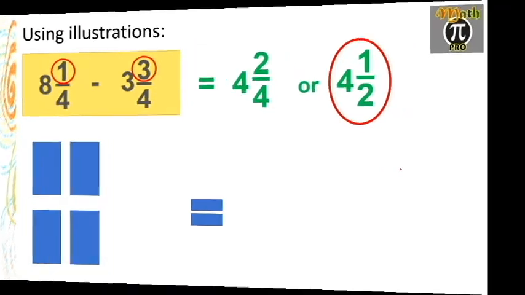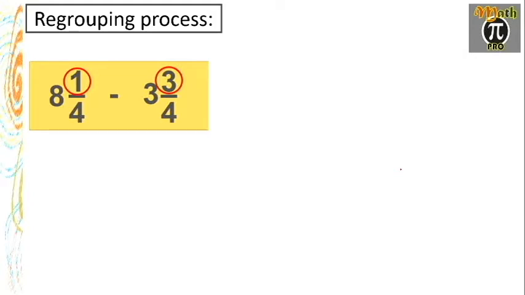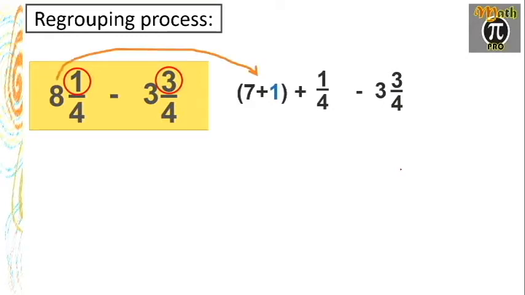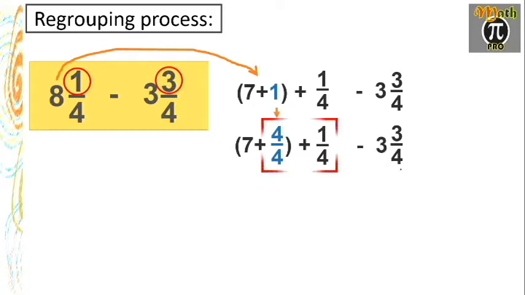Without using illustration, this is the regrouping process that we will be doing. First, we regroup the whole number 8. Again, we express 1 as a fraction with the same numerator and denominator. This time, we will use 4/4 because the denominator of the fractions is 4. Then, we combine 4/4 and 1/4. So, we will now get 7 plus 5/4 minus 3 and 3/4.